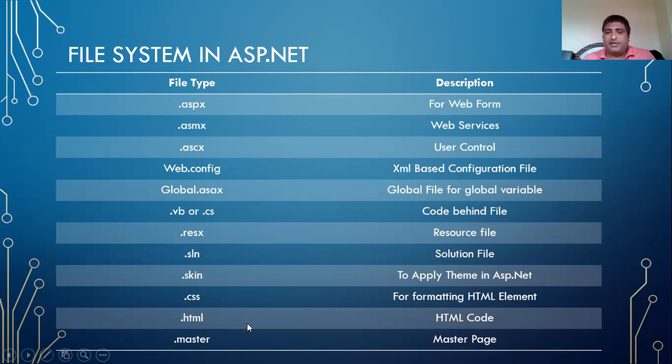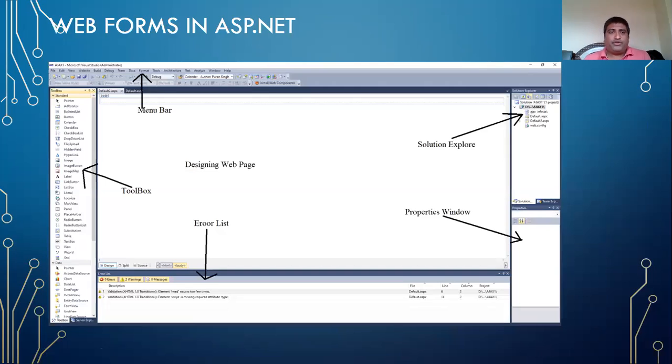Next, .html. Here we create the HTML code. It's a designing part whose extension is .html, and .master. Whenever we create the master page using ASP.NET, its extension is .master. So, web forms. It's a web form in ASP.NET.